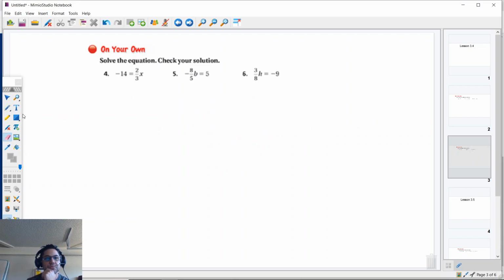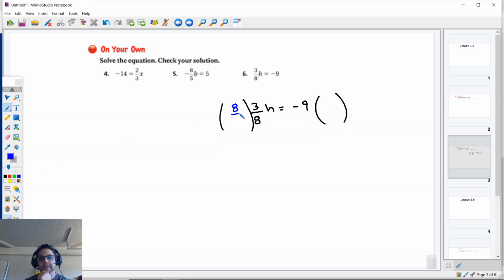All right, so last one. 3 over 8 h is equal to negative 9. So again, like division, that means I'm going to use multiplication to solve. The reciprocal is 8 over 3. Put a 1 underneath it. If you notice this time, I should be able to do some cross-canceling. Before you do that, maybe you want to look at your sign. A negative multiplied by a positive is a negative. 3 becomes a 1. 9 becomes a 3. Negative 3 times 8 is negative 24.